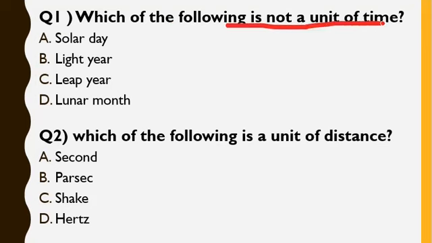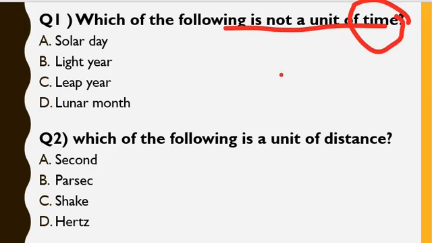Okay, not a unit of length... which is not a unit of time? Okay, time, I made a mistake. Which of the following is not a unit of time? That means this is not a unit of time. We know that solar day is a unit of time. Clear? Okay.